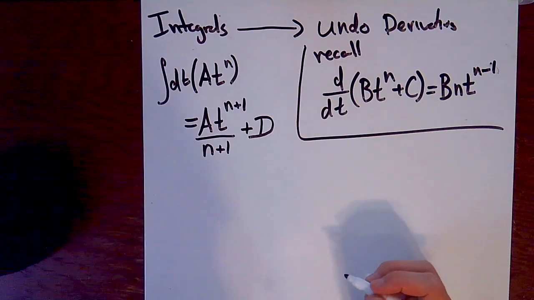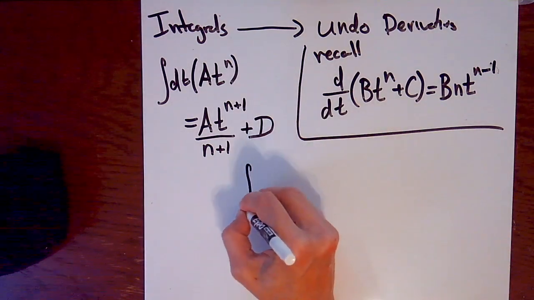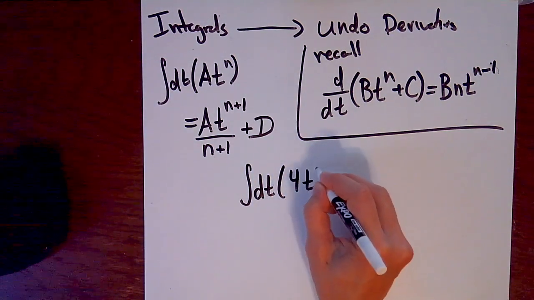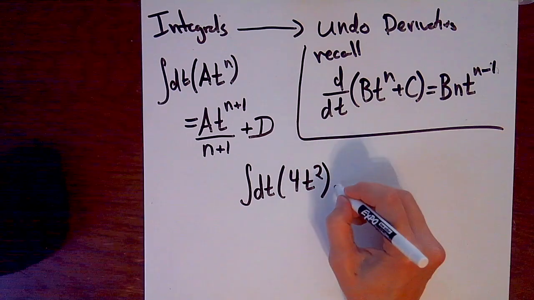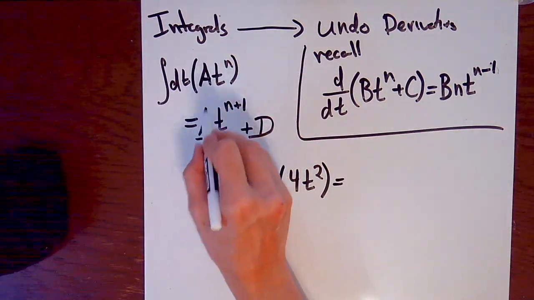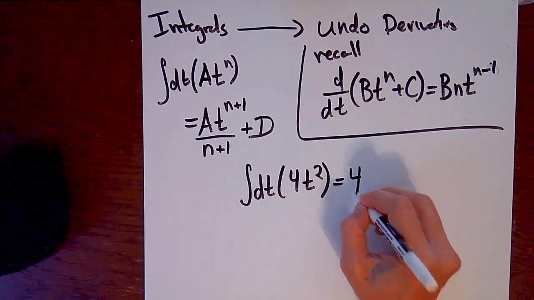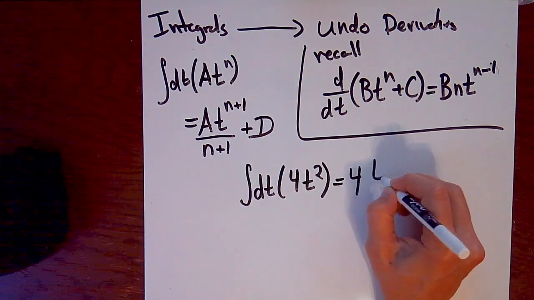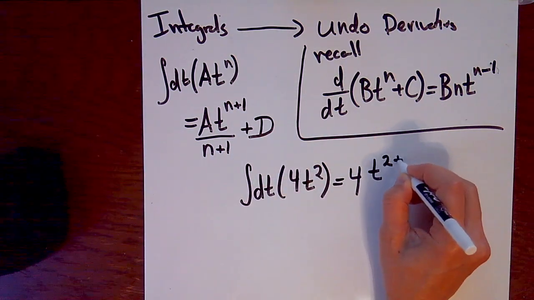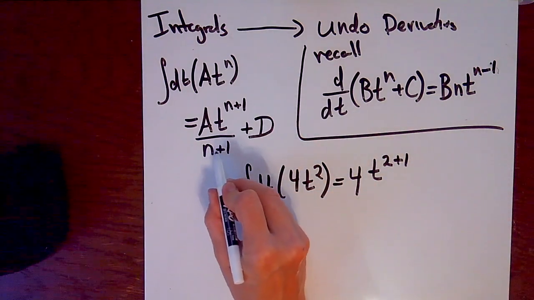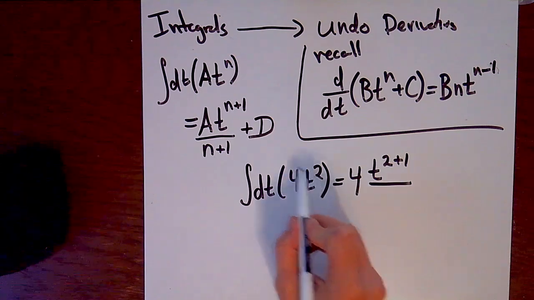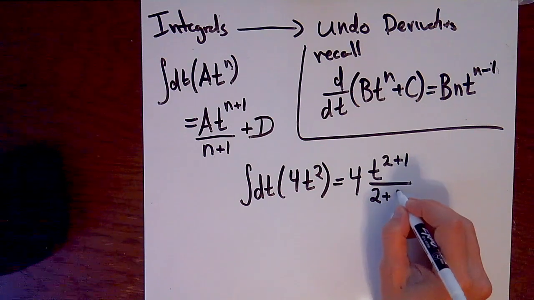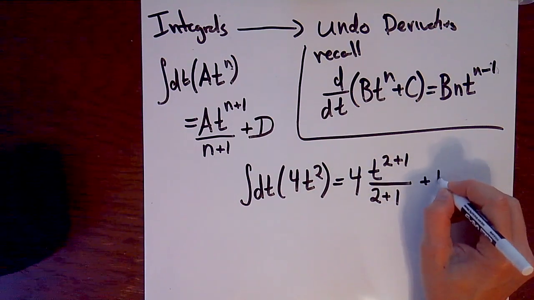So let's do an example with some numbers. Say we want to take the integral of this equation, 4t squared. So the 4, that's the same place as the a here. That's just going to stay. T to the second power, so we increase the power by 1, so this is going to become t to the second plus 1, and then we divide by that new power. So here, 2 and n, they're playing the same role, so we're going to divide by 2 plus 1, and then we need to add a constant.